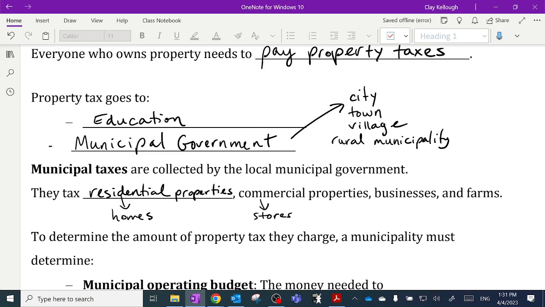But yeah, that is correct. Churches don't pay property taxes. By the way, for those of you wondering, the largest property owner in the world is the Catholic Church. So just so you know.